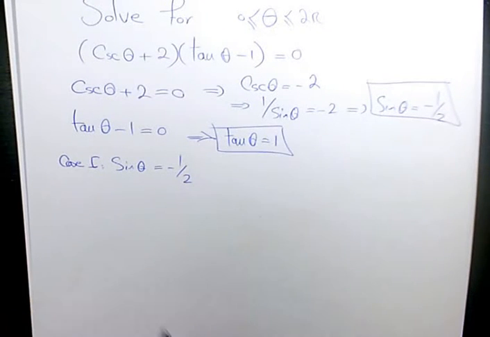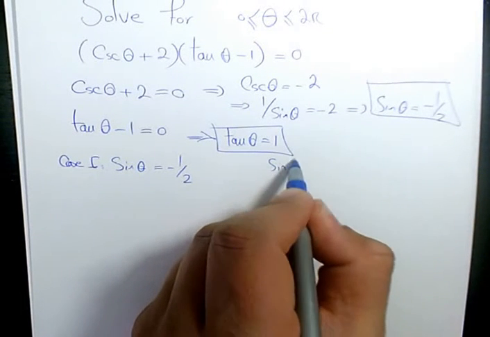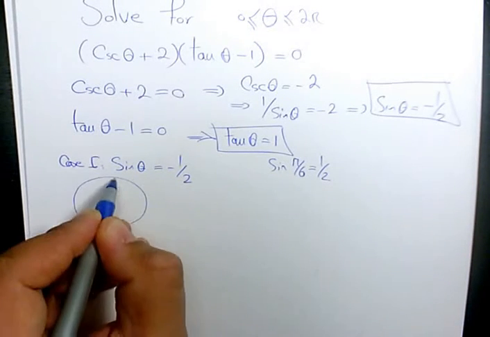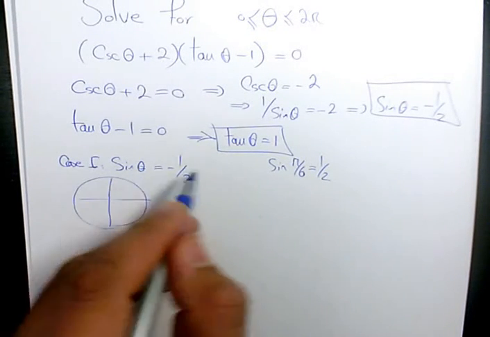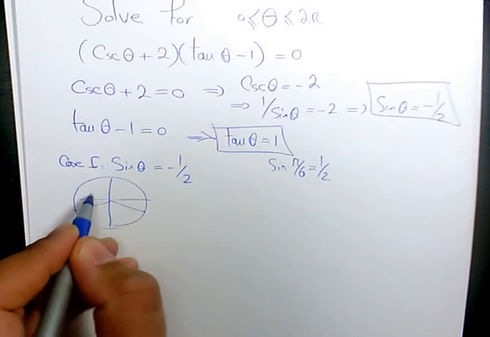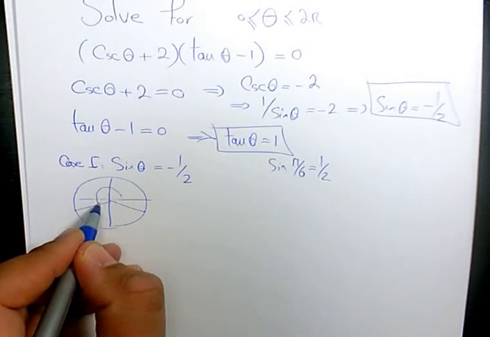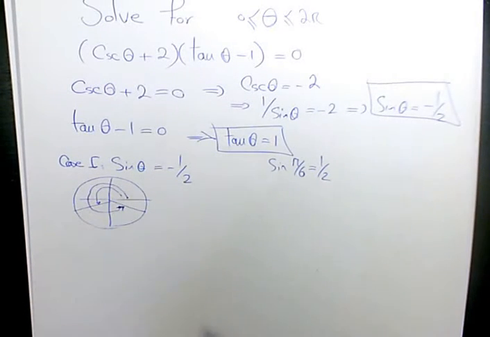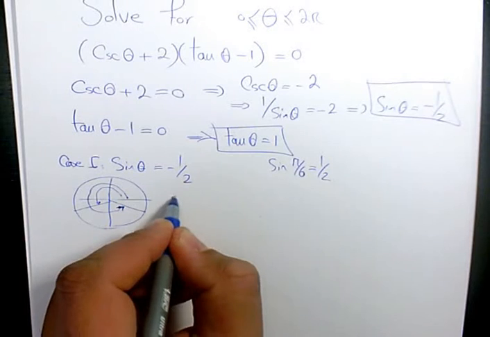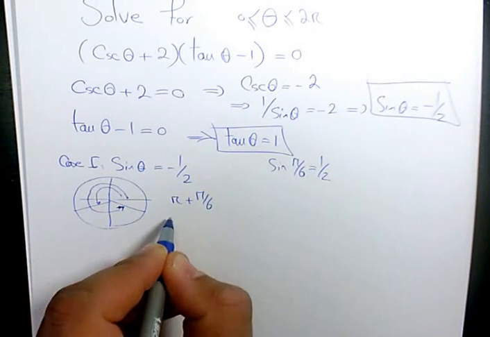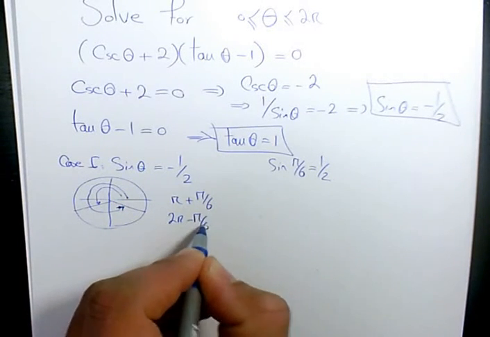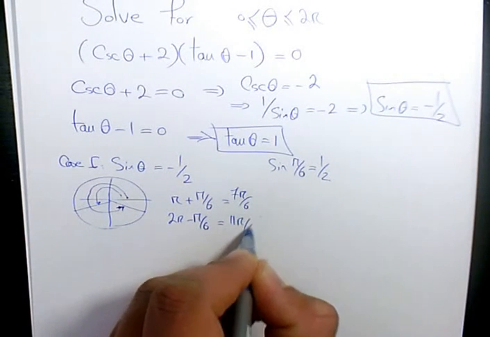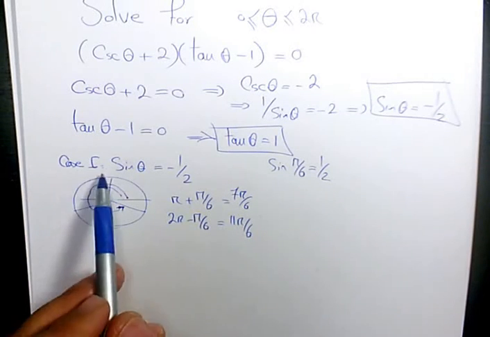We had it earlier. We know sine pi over 6 is 1/2, and using the CAST rule we can say that sine is negative in quadrant 3 and quadrant 4. So one answer is pi plus pi over 6, and the other is 2 pi minus pi over 6. That's going to be 7 pi over 6, and 11 pi over 6. So these are the two answers for the first case.